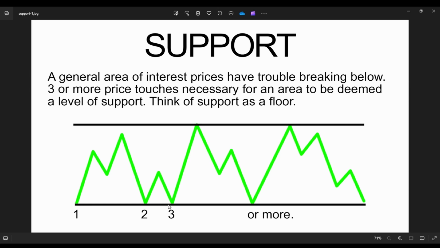You'll notice that price, because it's like a floor, price will continuously bounce off of these support levels, and you can look for buying opportunities in this way. All right.